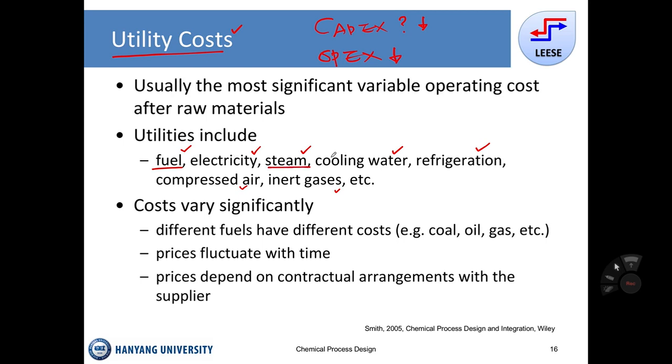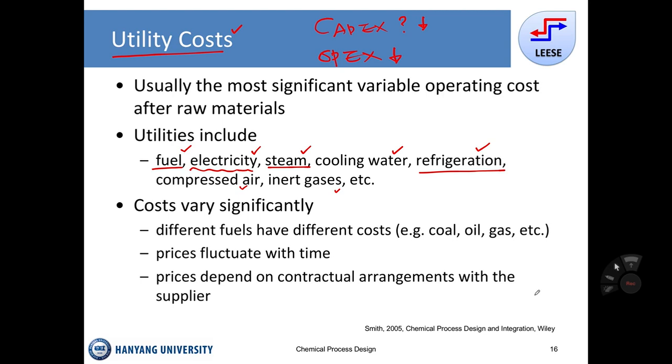Steam is the typical heating medium for providing heat to the process. The electricity is either a way of providing heat to the process or a way of providing electric energy in terms of providing shaft work. Like if you want to drive the pump, if you want to drive the compressor, then electricity might be used, okay? Cooling water is the medium for reducing the temperature or removing heat from the process. Refrigeration is the system where the heat is removed by the refrigerant cycle.